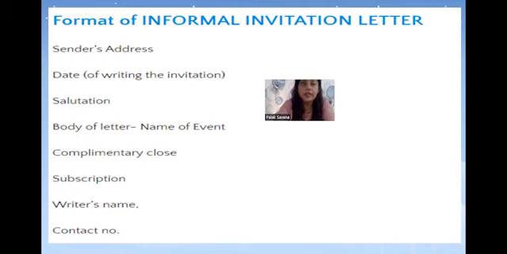Now in the body of letter, you also have to mention date, time. I have not mentioned it here, but every detail, why, when, who, everything has to be mentioned. Then a complimentary clause, writer's name, contact number, etc. So up till now, we have read that there are two types of invitation, formal invitation and informal invitation. Under formal invitation, we have printed cards and formal letter. There are two types, then another is informal invitation letter. So I hope these points are clear to you.